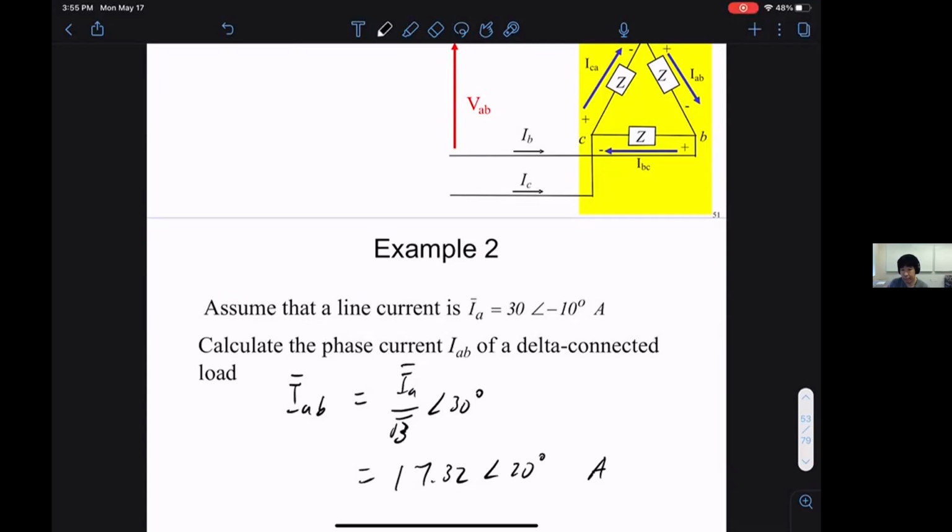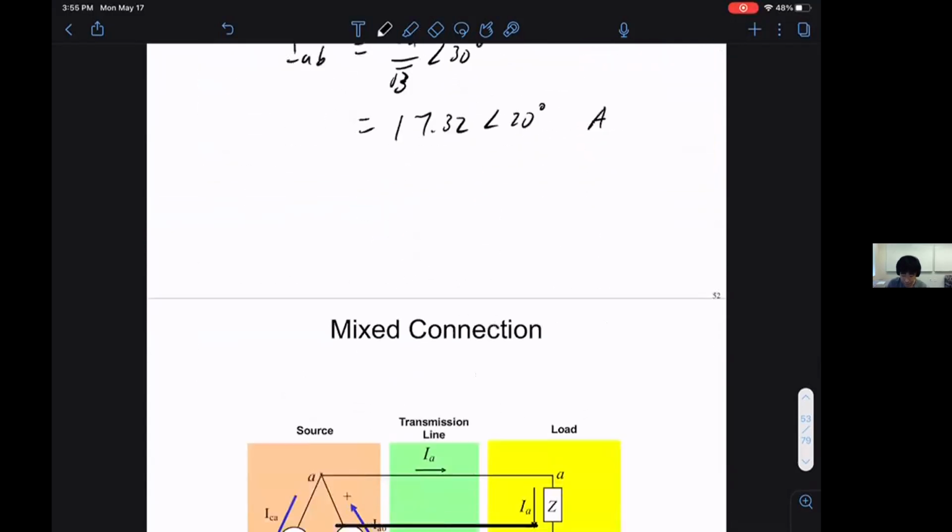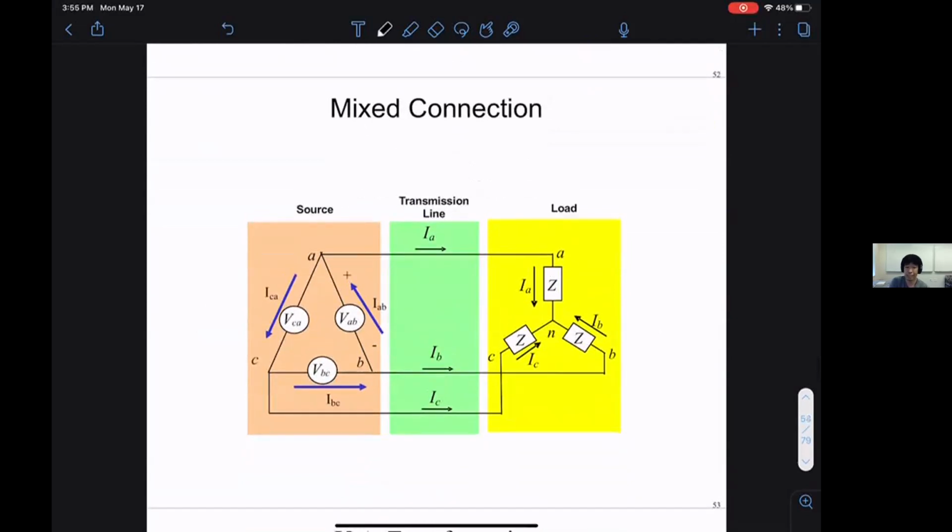So if you have delta to delta or Y to Y, it is easy. The trickier question is, what if things are mismatched? What if I have, let's say, a delta source but a Y load? Or what if I have a Y source but a delta load? Here we still want to do simple calculations. We don't want to work from first principles.